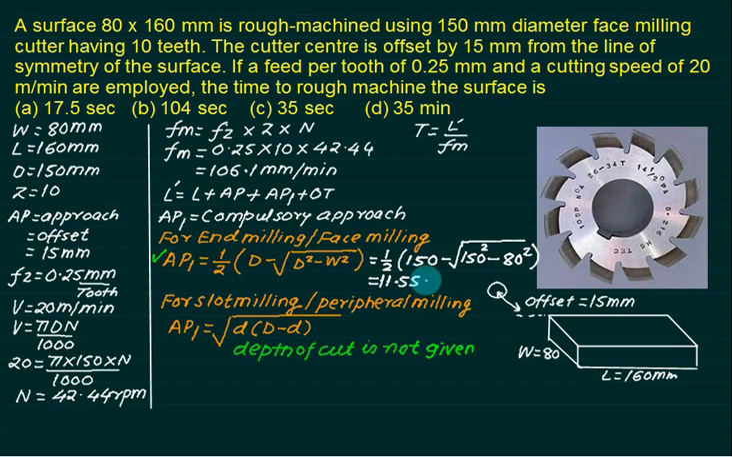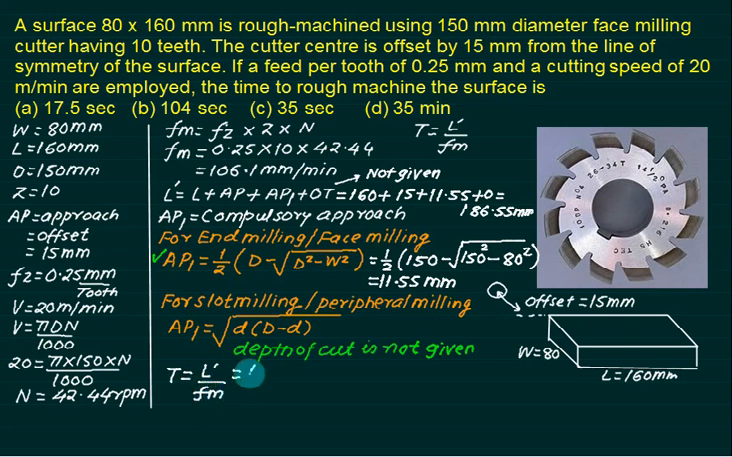Now we know all values, so we'll recalculate the value of L'. Length of job is 160 plus approach 15. Compulsory approach is 11.55. Over travel is not given, so assume 0. So this answer is 186.55. Now we can calculate machining time, that is the milling time. T equal to L' upon Fm, 186.55 divided by 106.1, which is 1.75 minutes or 105.5 seconds.